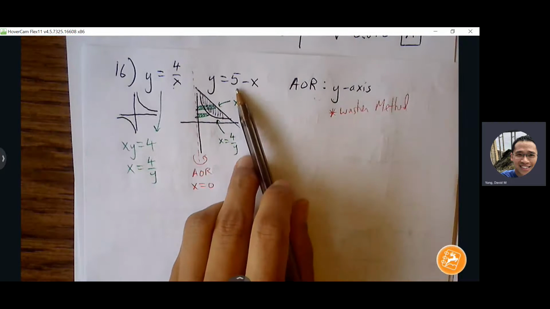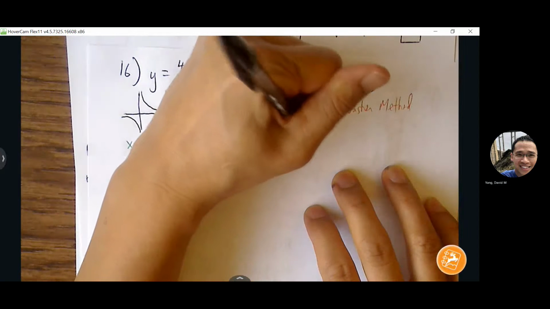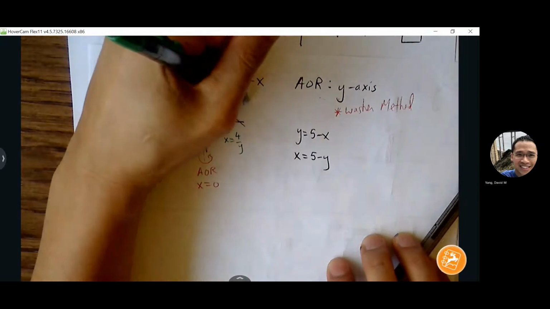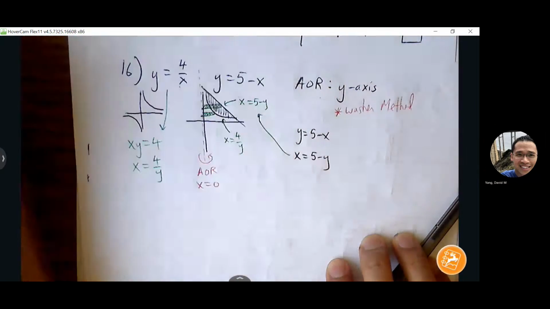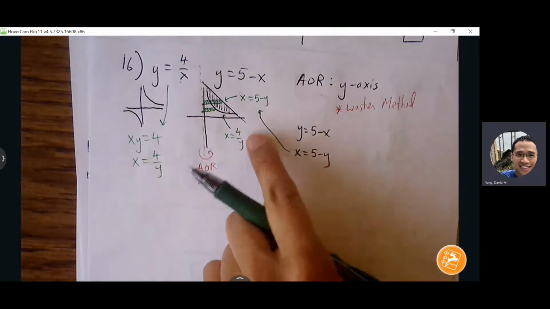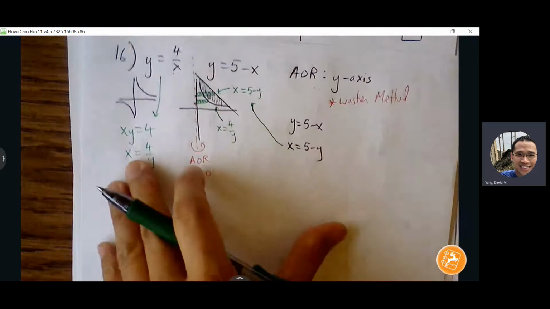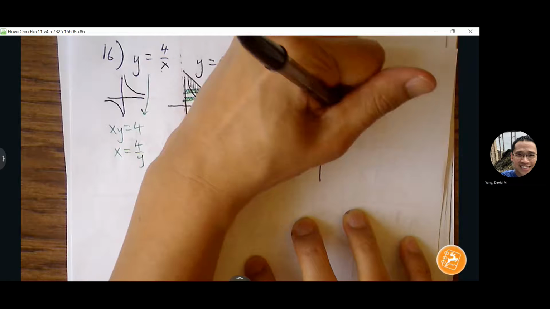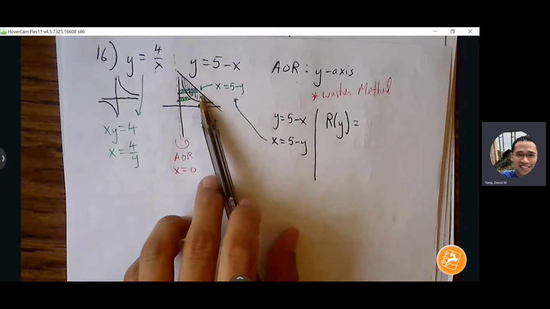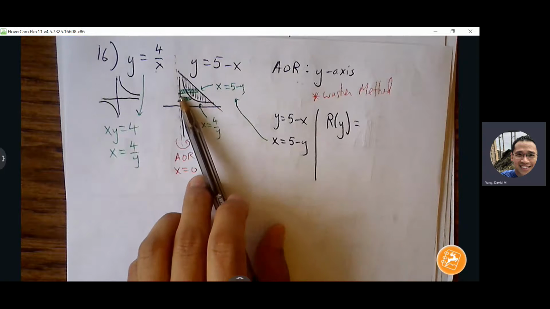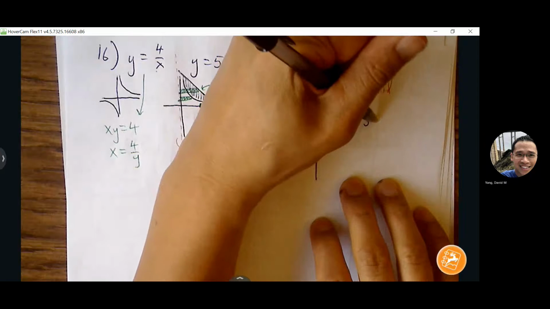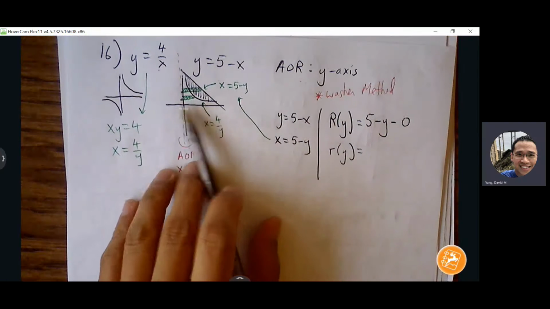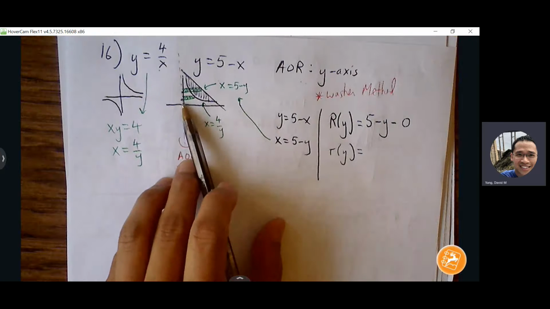I also need to rearrange my linear equation, y equals 5 minus x. If I solve for x, all right, so these are my adjusted equations that I can use for my right minus left. Okay, big R. Right minus left, right endpoint is sitting at the 5 minus y, left endpoint is sitting at the 0. Okay, little radius, right minus left, right endpoint is sitting at the 4 over y, left endpoint is sitting at the 0.